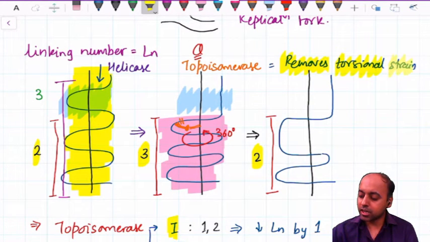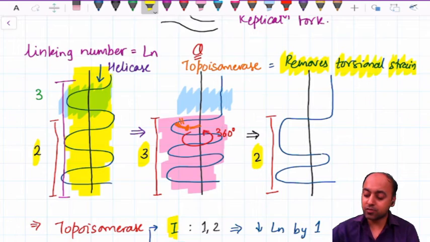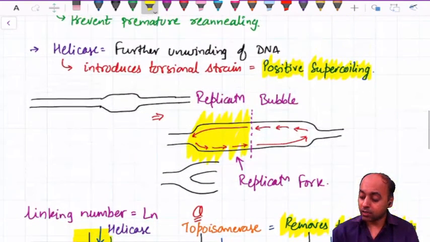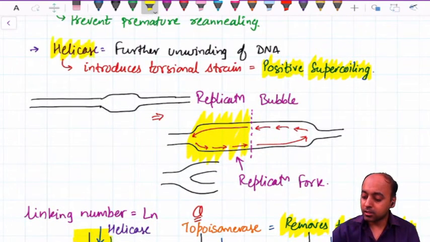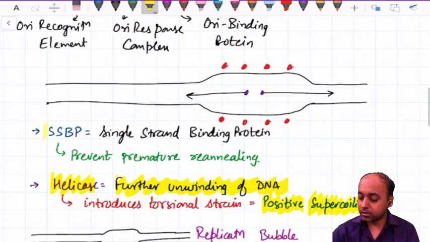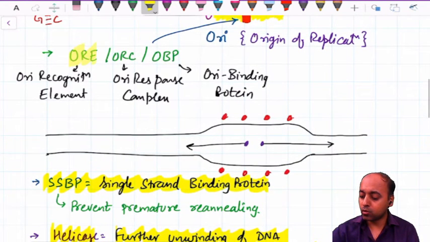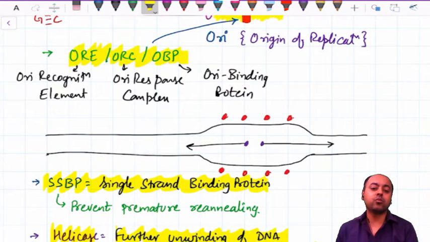torsional strain. Till now I've talked about 4 proteins for topoisomerase. Then we talked about helicase, which causes unwinding. We talked about the single strand binding protein, and we talked about the Ori response element. These are the 4 proteins we already talked about.